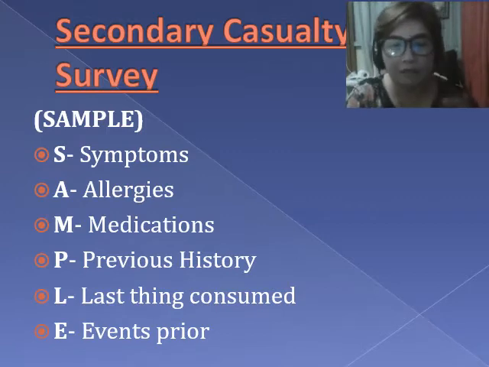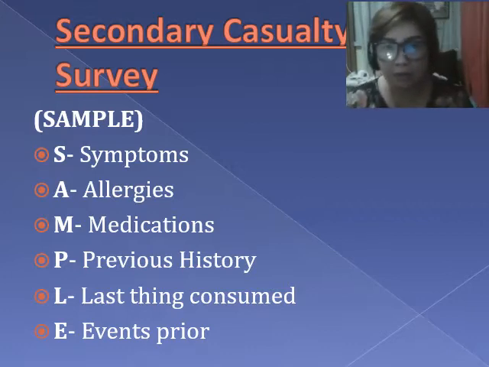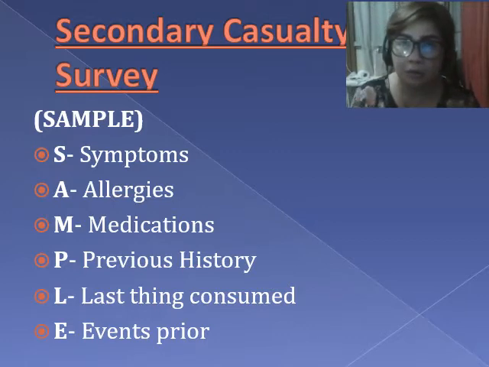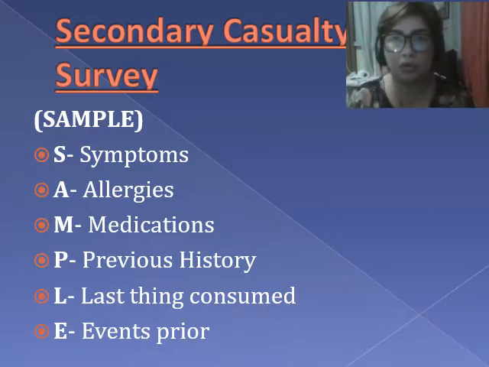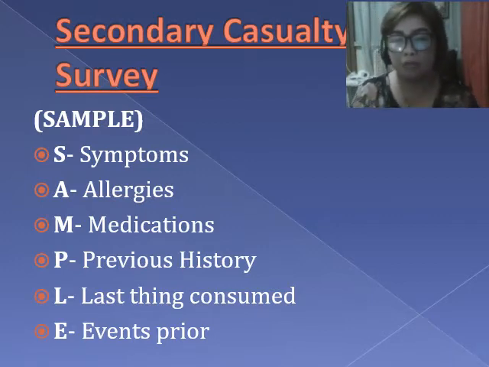And E for the events prior to the accident or to that incident. So, what was the victim doing before it happened? Okay? What was the victim feeling before it actually happened? Right? So, we will need to document everything. We need to know these SAMPLE items.